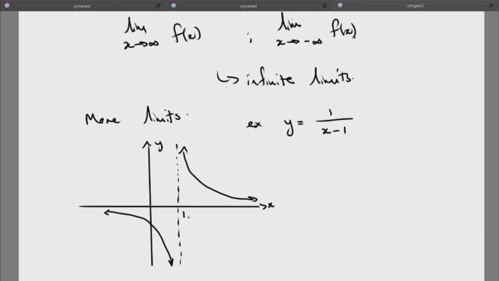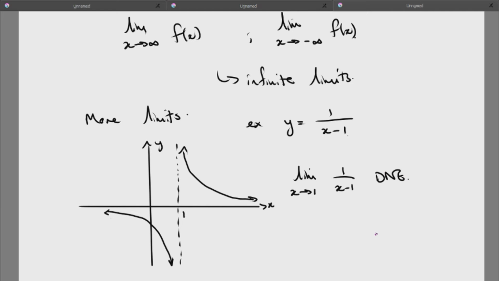And we've seen this before, that as x gets closer to 1, the y value just blows up in size, up or down, but it's still not good. It's not approaching a specific number. So we can say the limit as x approaches 1 of this function does not exist.